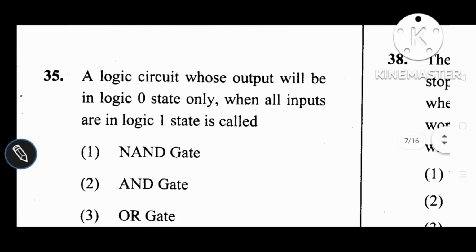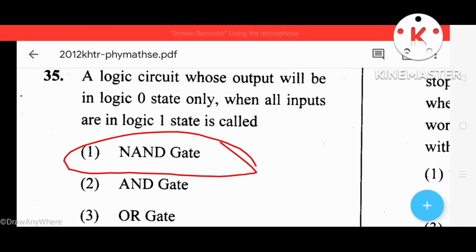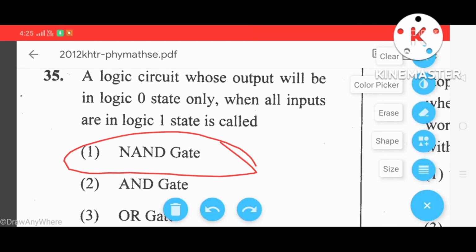Next one, a logic circuit whose output will be in logic 0 state only when all the inputs are in logic 1 state is called a NAND gate. This is taken from the logic gate chapter, so it's a direct question.